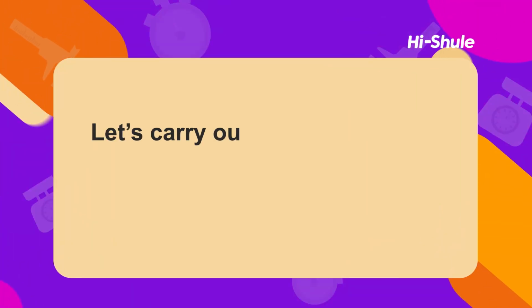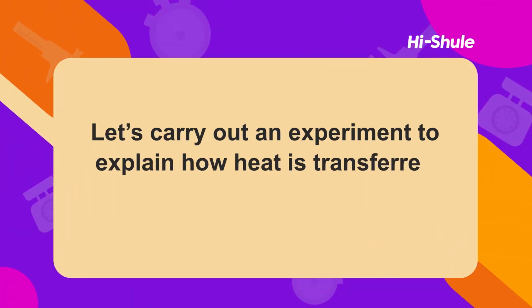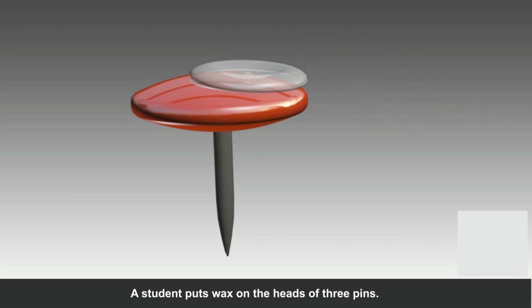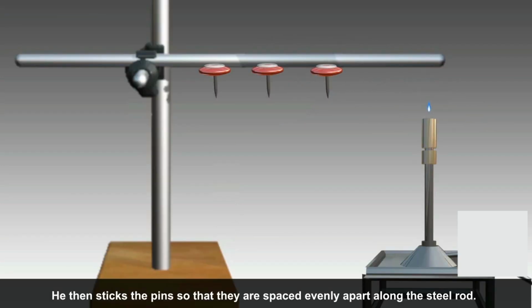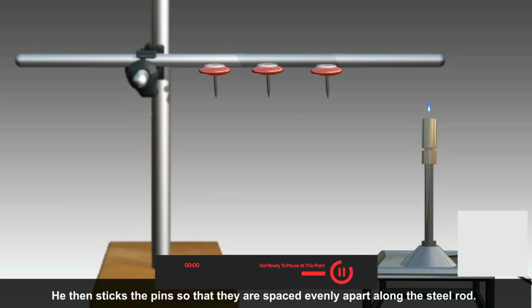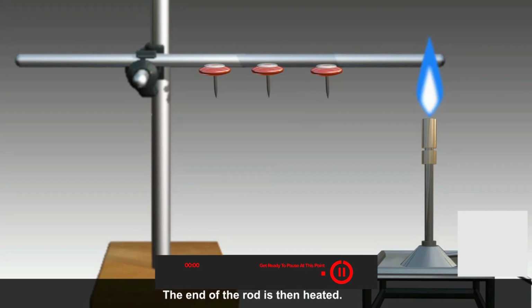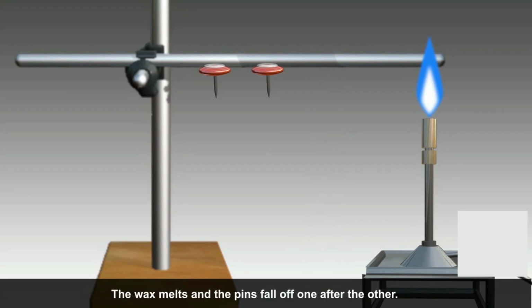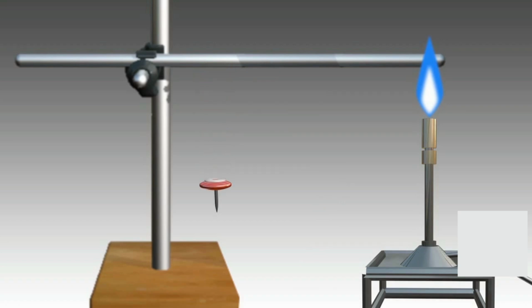Let's carry out an experiment to explain how heat is transferred through conduction. A student puts wax on heads of 3 pins. He then sticks the pins so that they are evenly spaced along the steel rod. The end of the rod is then heated, and in a few minutes, the heat is transferred from one end to another. The wax melts and the pins fall off one after another.